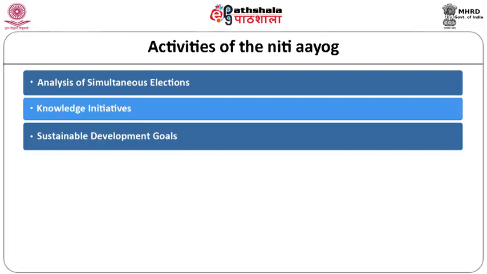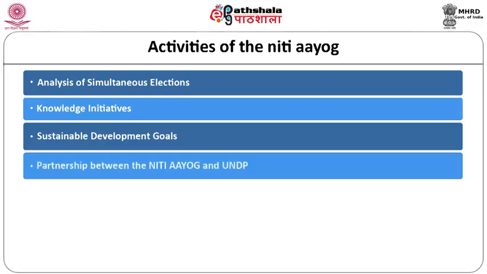Next activity is partnership between the Niti Aayog and UNDP. UNDP's partnership with Niti Aayog started in India, earlier with the Planning Commission in 1999. UNDP supports 6 projects with Niti Aayog with the objective to strengthen human development, planning, and budgeting.